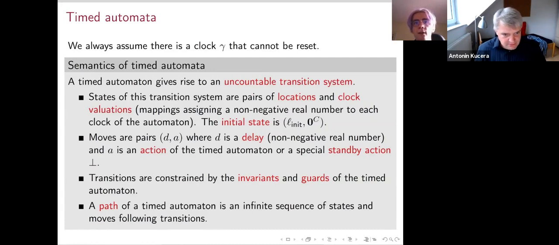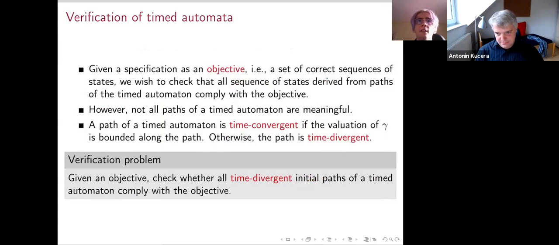We also allow not using an action of the automaton, but instead just waiting, so that is waiting for d time units to elapse without taking an edge. The transitions that are available in this transition system will be constrained by the invariants and guards of the timed automaton, and we will define a path to be an infinite sequence of states and moves that follow transitions available in the transition system. So for the problem of verification in timed automata, we are given a specification as an objective, which we will consider to be a set of correct sequences of states, and we will want to check that sequences of states that are derived from paths of the timed automaton comply with the objective.